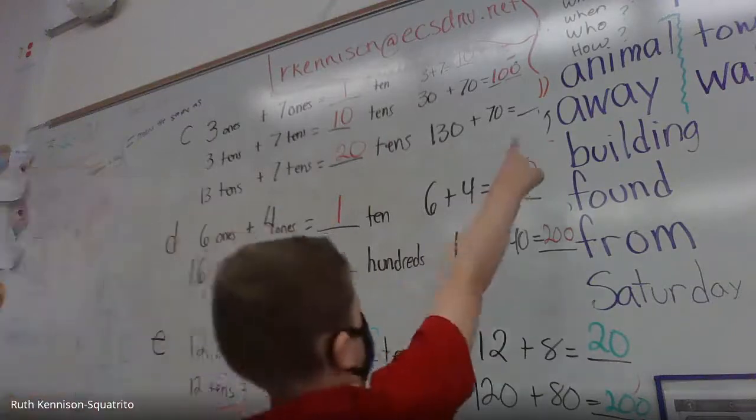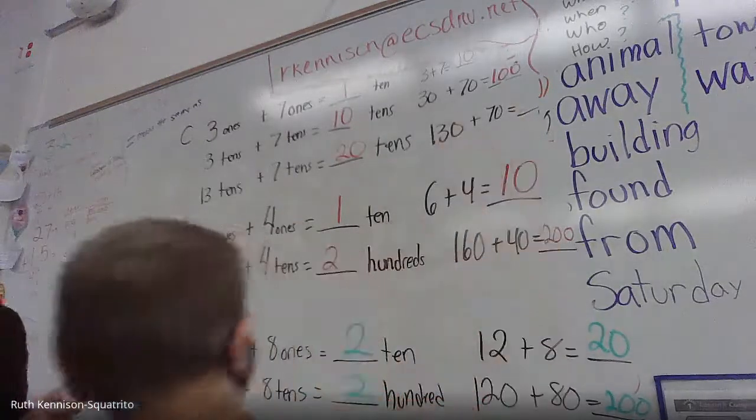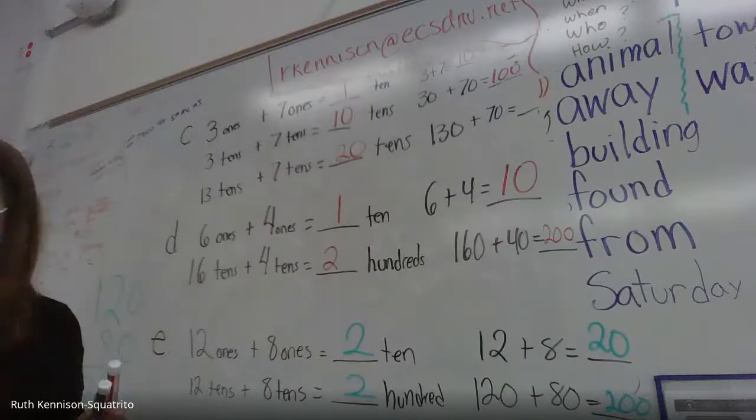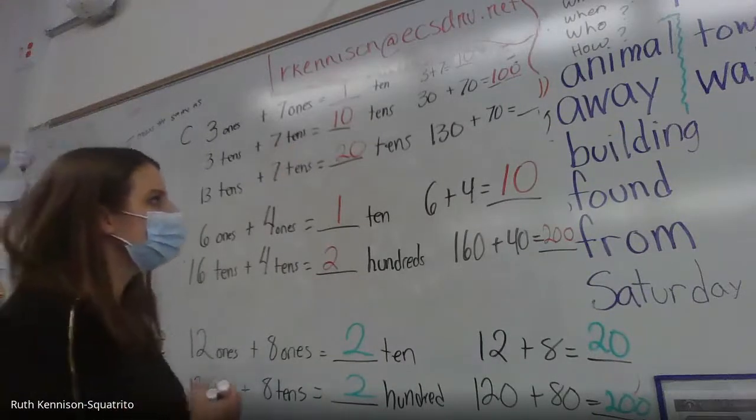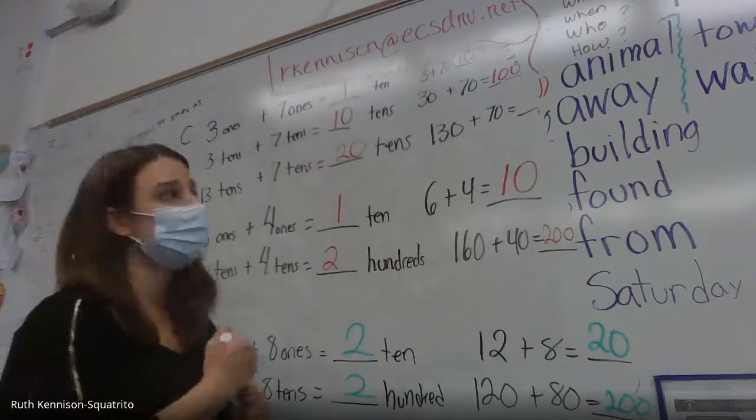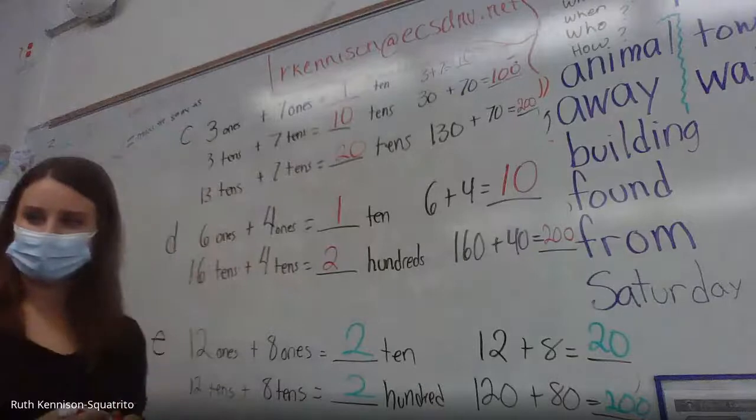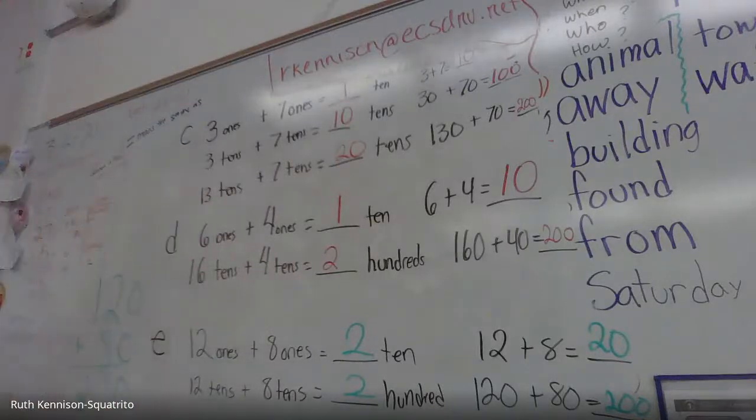What goes right here? Well, 20 tens would be 200. Right? If 10 groups of 10 make 100, then 20 tens make 200. If two groups of 10.